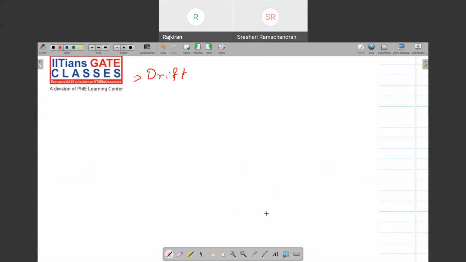Drift. For that, let us consider a one-dimensional semiconductor. Let us take the same setup as last time. We take two persons, separated by LC. The distance here is LC, and here also the distance is LC. Now, what happens? The net flux is equal to zero. Then you apply an external electric field.